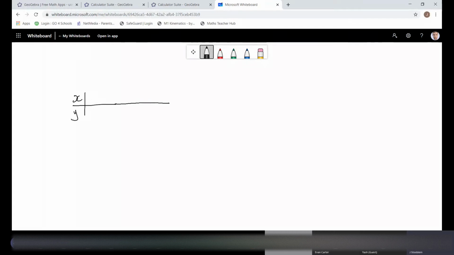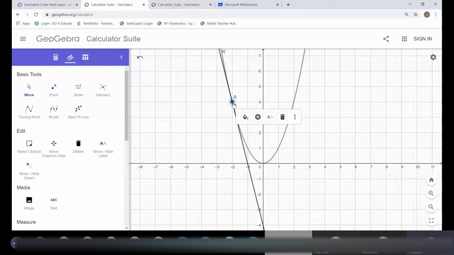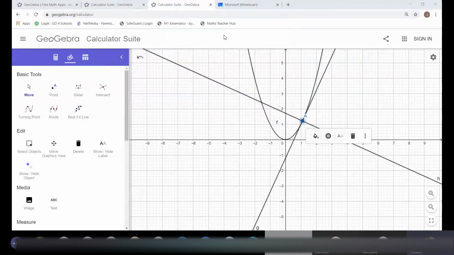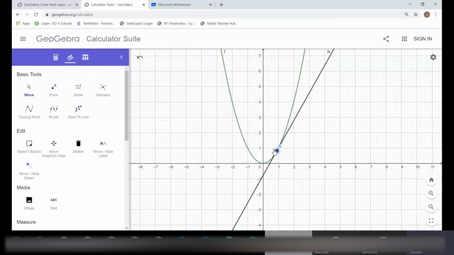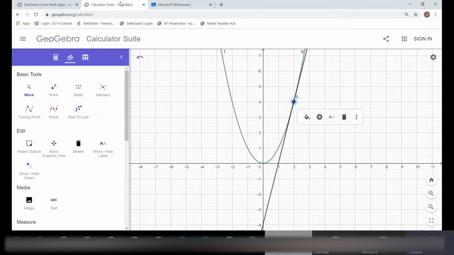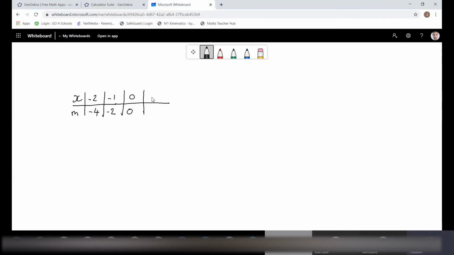Now I'm going to plot a little table here. When x was minus 2, actually I don't want y, I want to find the gradient, so I'm going to say m. So when x is minus 2, the gradient is minus 4. When x was minus 1, the gradient was minus 2. We said that when x is 0, the gradient is 0. Now also, this curve is symmetrical. Oh, wrong one. That was one I made earlier. Let's get rid of that one. This curve is symmetrical, so therefore when x is 1, the gradient is 2. When x is 2, the gradient is 4. So I've got this symmetry here.